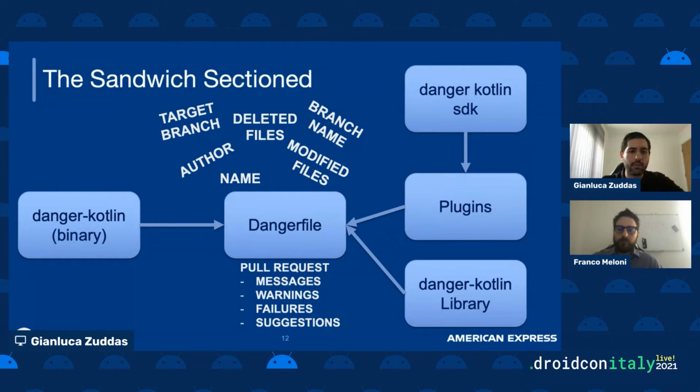One thing that I would like to mention at this point is that Danger Kotlin is using two of the latest technologies provided by JetBrains. One is the Kotlin scripting, because the Danger file itself is a specific Kotlin script designed for Danger. And then the Danger Kotlin binary is developed completely in Kotlin, 100% Kotlin, using Kotlin native.